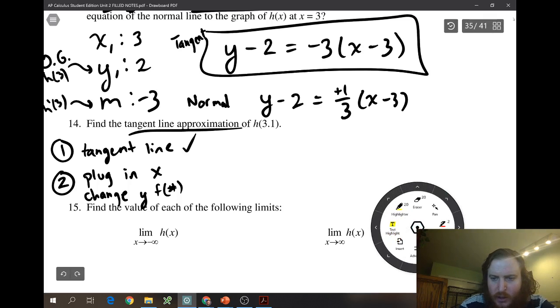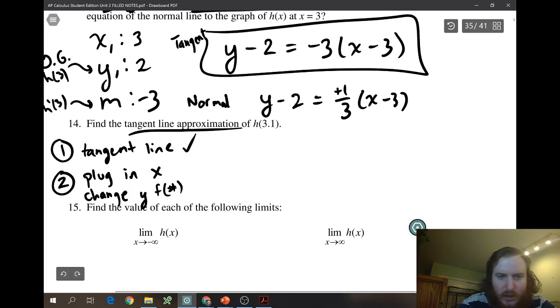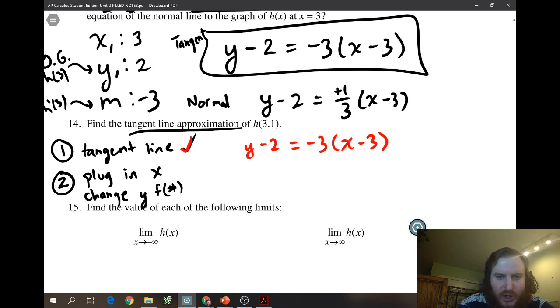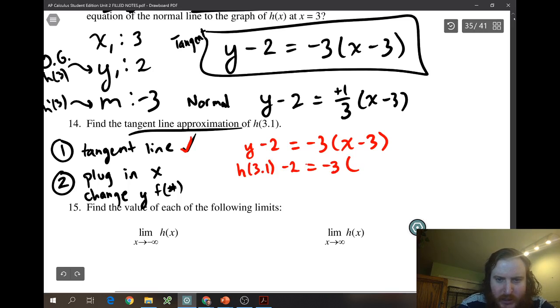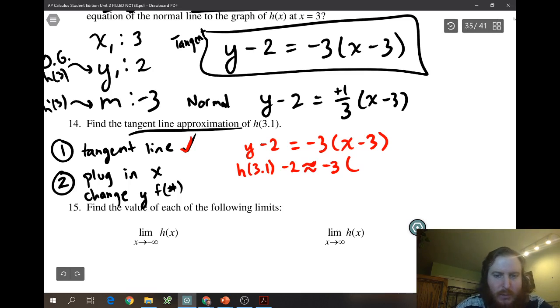Okay, I'm going to use another color. So we already did this one, and we got y minus 2 equals -3 times x minus 3. And now we're going to change the y to h of 3.1. It's just like having a y. Minus 2 equals -3 times, and if you want to get some bonus credit from your grader, you change that equals to an approximately. So it's approximately equal to 3.1 minus 3, right? Instead of x, I wrote 3.1.